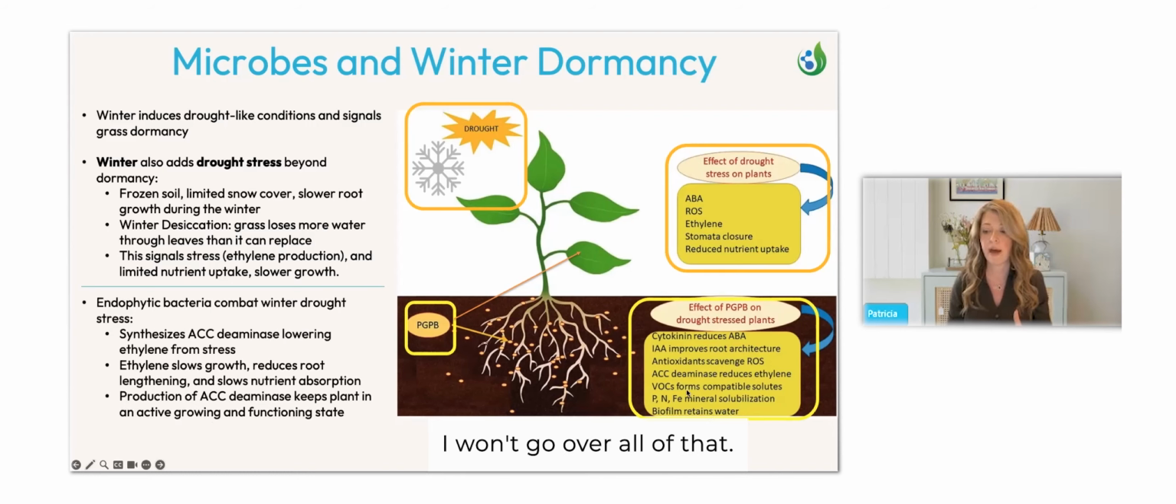I won't go over all of that, but probably the most important takeaway is that they synthesize ACC deaminase, which tricks the plant into thinking there's no stress. And so the plant will continue growth and continue nutrient storage. It will lengthen those roots and reach all of that water that it needs to reach in the winter. It just keeps the plant in an active state and functioning in a way that is much more beneficial for growth, especially for the spring.